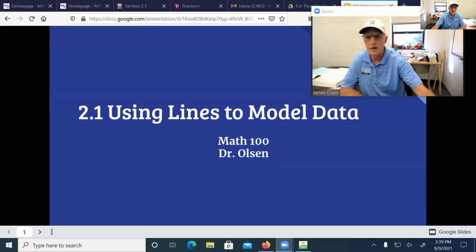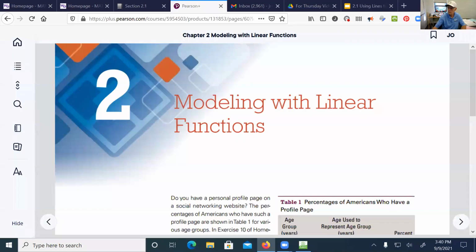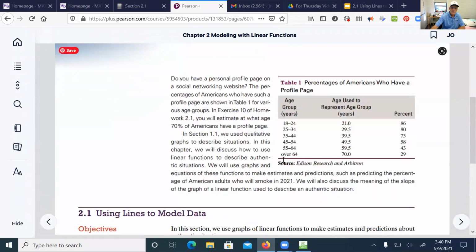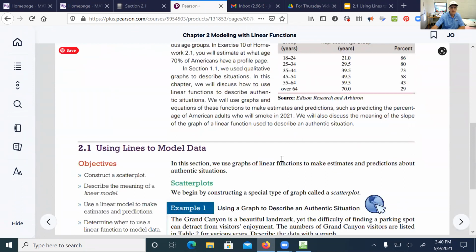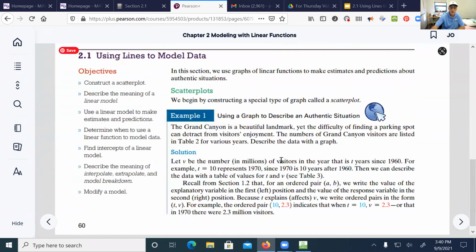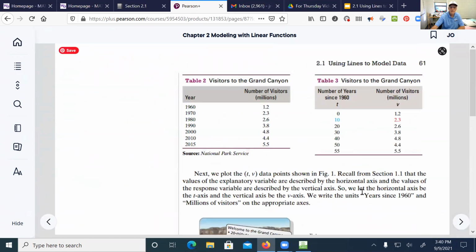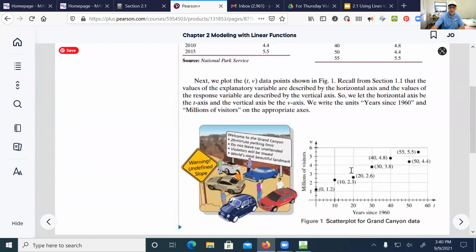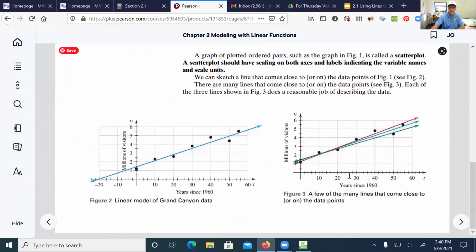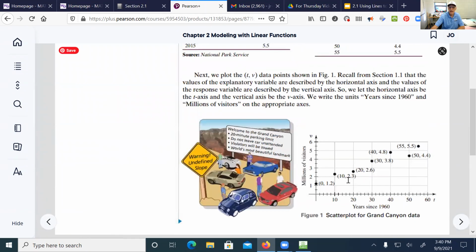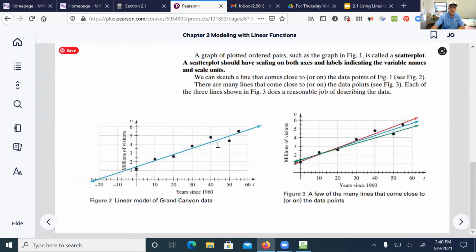Section 2.1 is on using lines to model data. Let's take a look at the types of questions and the things we're going to be looking at here in Chapter 2. Section 2.1 is using lines to model data. We're going to be looking at real-world situations, visitors to the Grand Canyon and all kinds of various information. We're going to have a scatter plot of data, and we're going to be having a line of good fit.